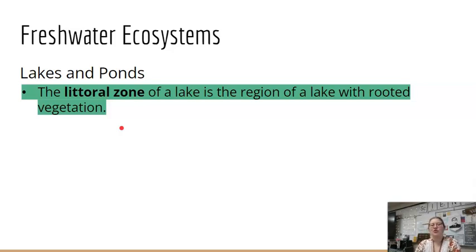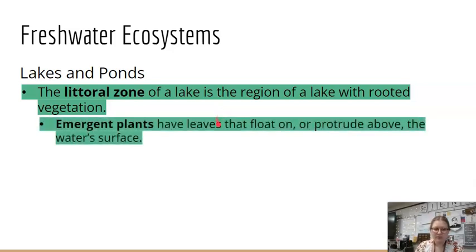So the first one is the littoral zone. And the littoral zone of a lake is the region of a lake with rooted vegetation. So there are plants with roots in that zone. If that is a thing, it's the littoral zone. There are different kinds of plants, so those emergent plants. These are plants that emerge from the water. So they have leaves that float on or protrude above the water surface. So you can see that plant above the water surface.